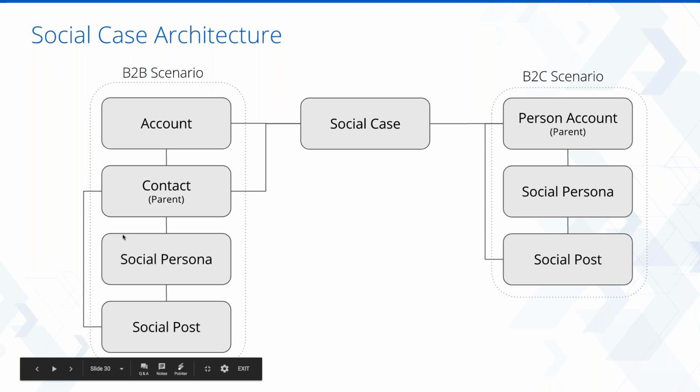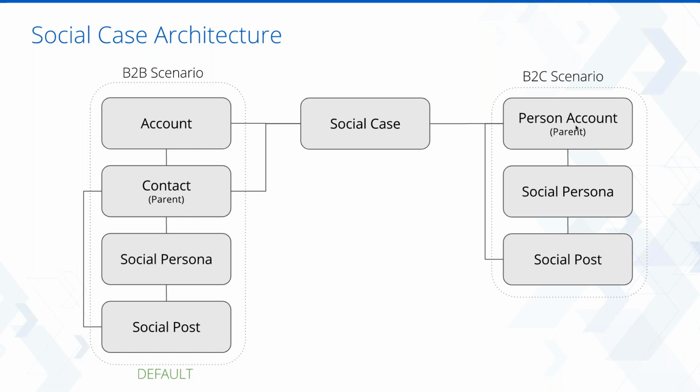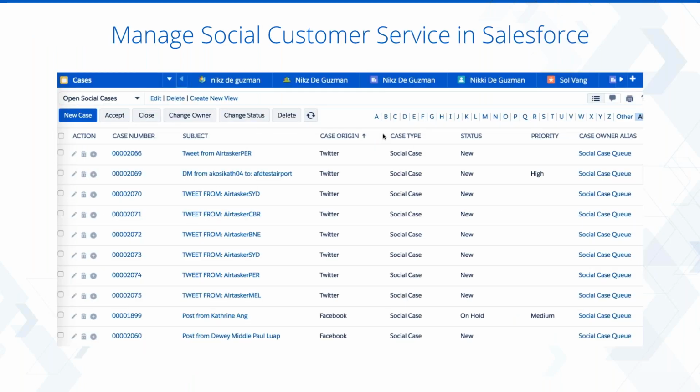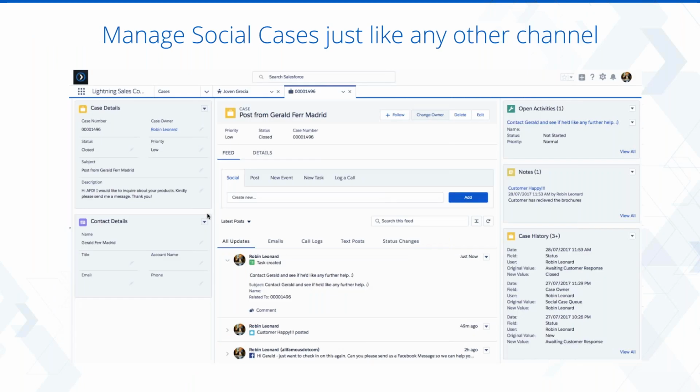It actually adds 2 new objects. And then, of course, I've got a case. This is in a B2B scenario. In a B2C scenario where you have person accounts, it's all just one person account and then social persona, social post, and they all have cases. So that's a little bit more technical. This is a screenshot of what the case list view looks like. I'll show this in the demo.